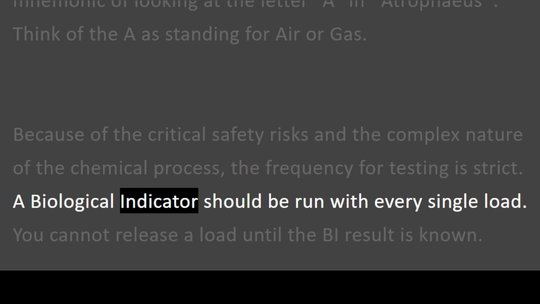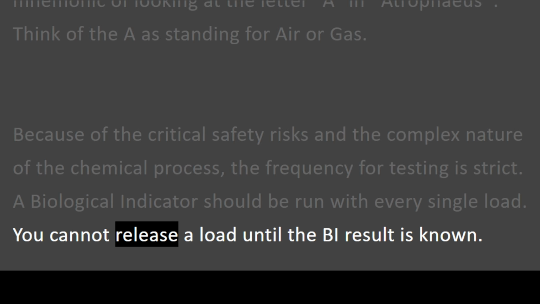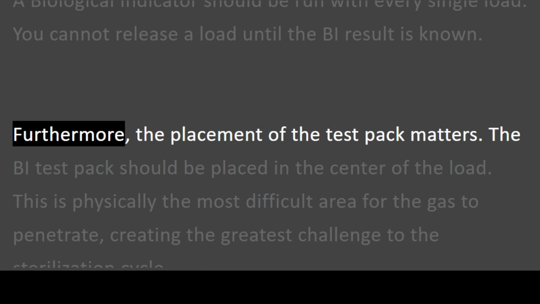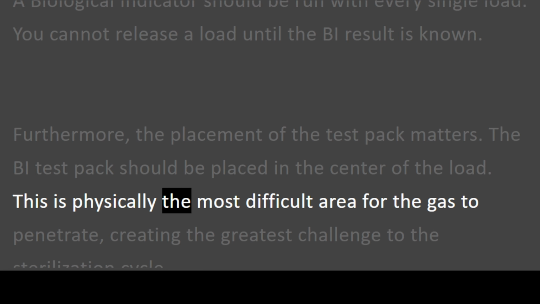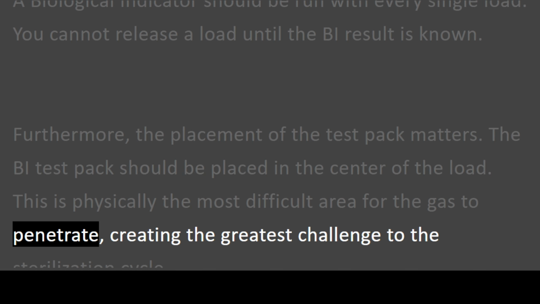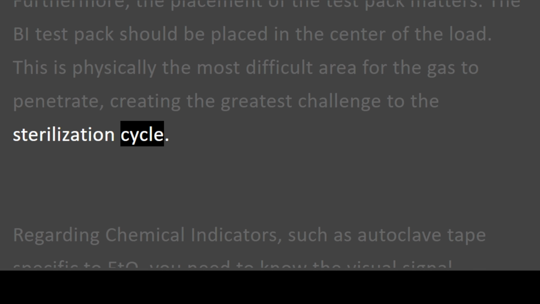A biological indicator should be run with every single load. You cannot release a load until the BI result is known. Furthermore, the placement of the test pack matters. The BI test pack should be placed in the center of the load. This is physically the most difficult area for the gas to penetrate, creating the greatest challenge to the sterilization cycle.